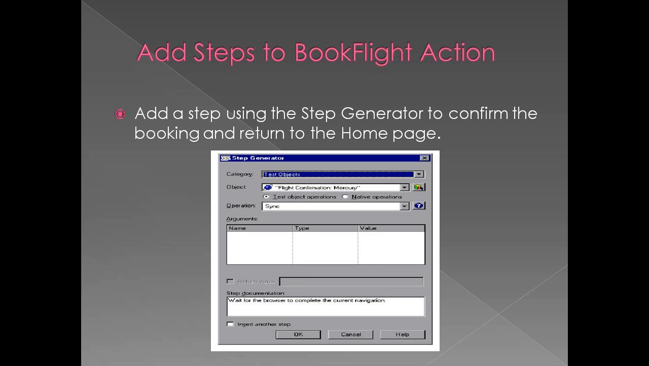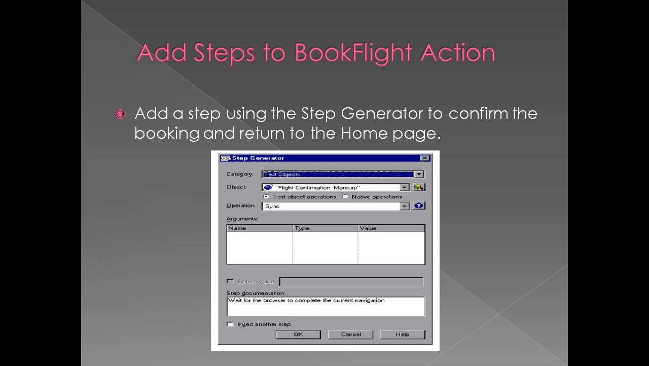4. Add a step using the step generator to confirm the booking and return to the home page. The last step in the steps you pasted clicks the Secure Purchase button in the Book a Flight page. During a run session, this opens the flight confirmation page in the Mercury Tours website.